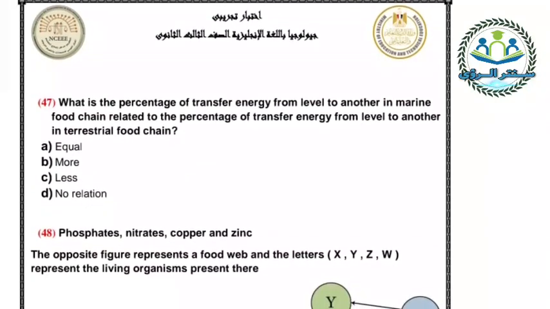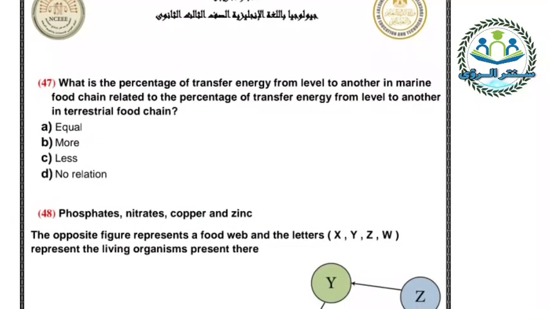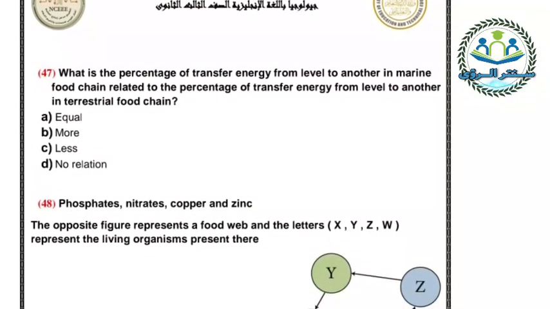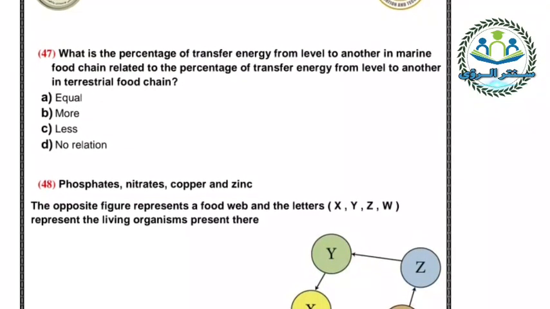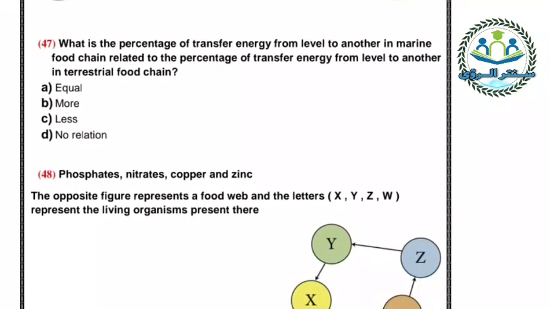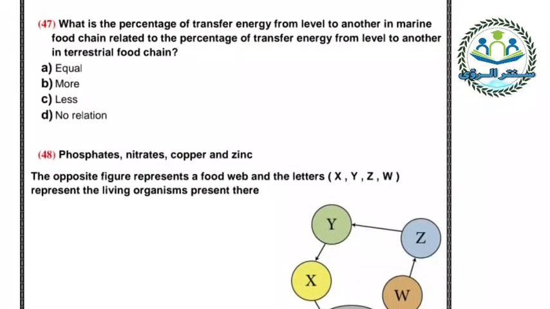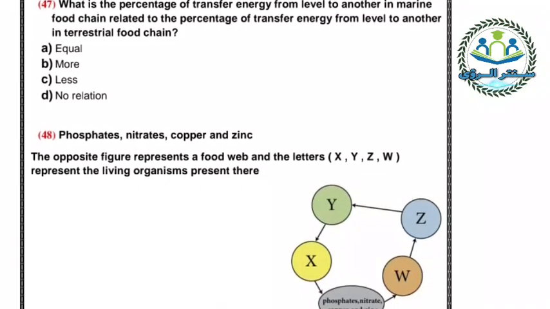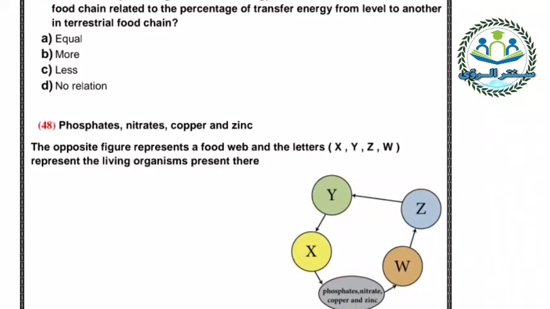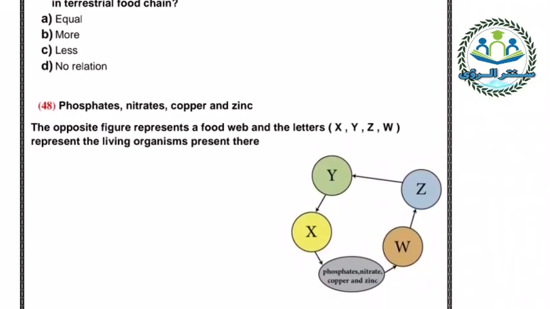47. What is the percentage of transfer of energy from one level to another in marine food chain related to the percentage of transfer of energy from one level to another in terrestrial food chain? A. Equal. B. More. C. Less. D. No relation.